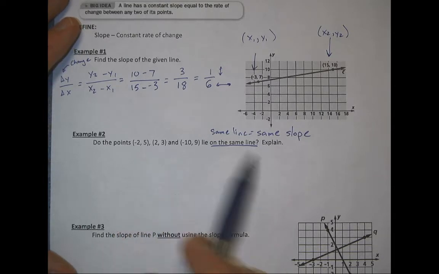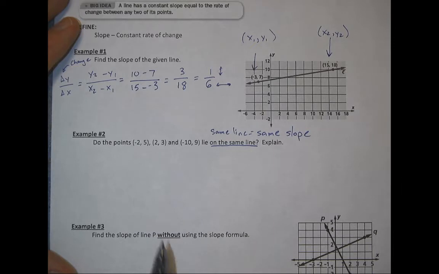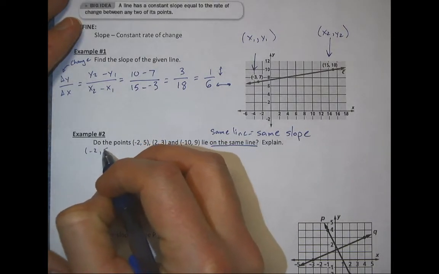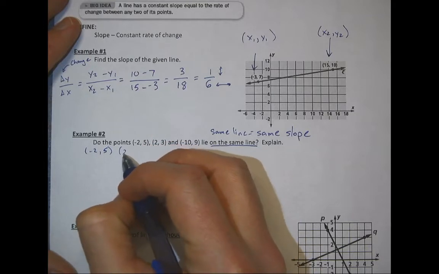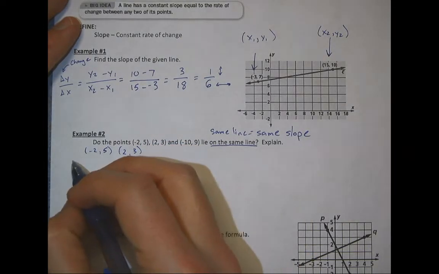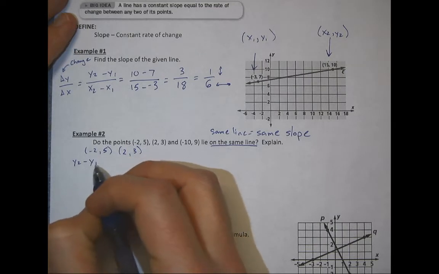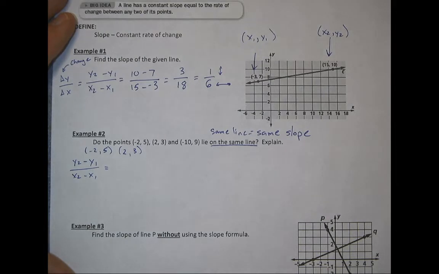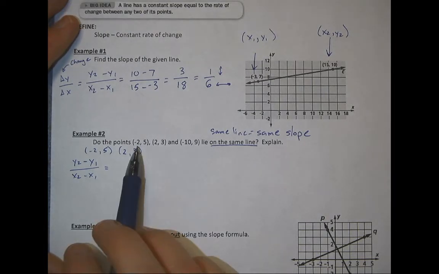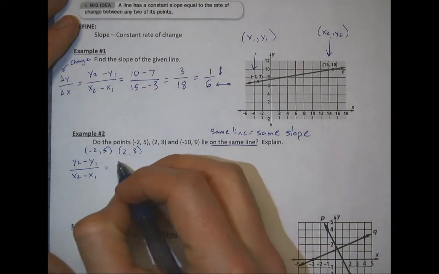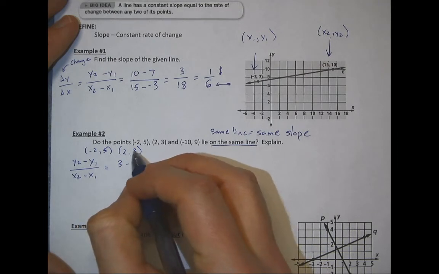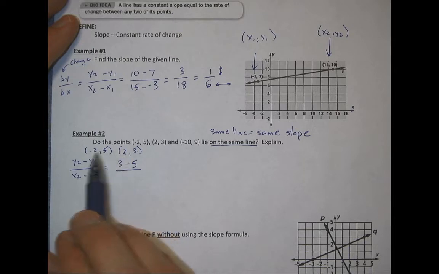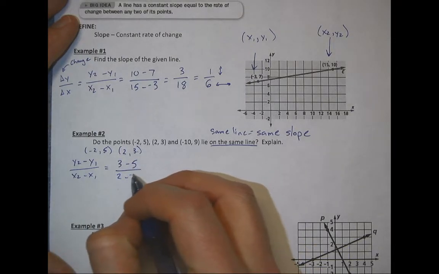Now, you could put them on a graph, but in this case, we're looking at it in terms of actually finding the slope. So we're going to start with the points negative 2, 5 and 2, 3, going back to our same formula. Again, it doesn't matter which one you call which. I'm just going to call this one y2. So it's going to say 3 minus 5, the y minus y. And since I went from here to here, I have to go from here to here. So 2 minus negative 2.